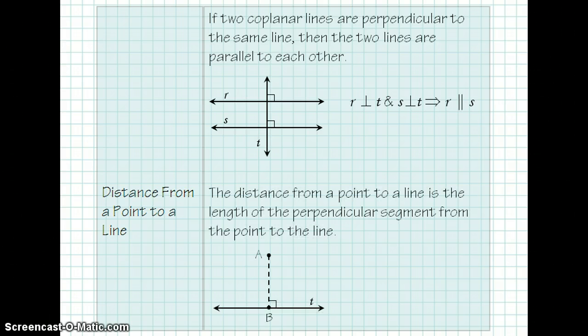And the next one says that the distance from a point to a line is the length of the perpendicular segment from the point to the line. This makes sense if you think about it. Let's say you want to cross the street. You're standing in the parking lot and you want to cross Lamar to get to the school. The shortest distance, because you do not want to take any more time on that street than you have to, is going straight across the street. So you're going to go perpendicular to the street. That's what we're thinking about here. So the distance from A to the line T is the length AB.